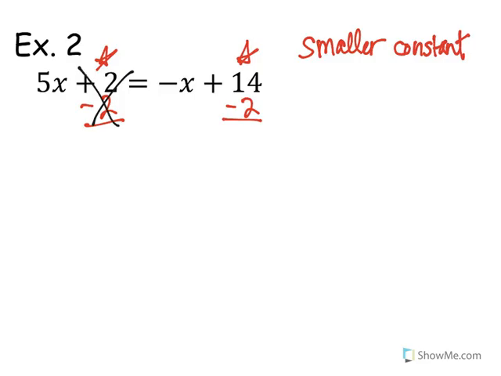My 2's cancel here. The only thing I have on my left is a 5x. The equal sign goes straight down. Negative x stays negative x. 14 take away 2. 12. Positive 12.